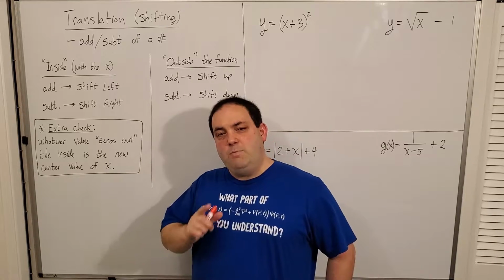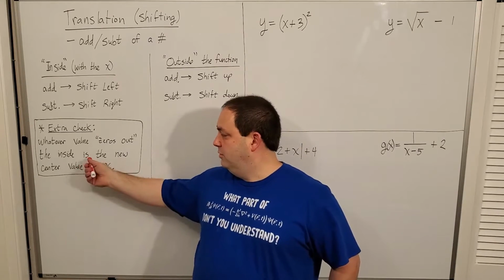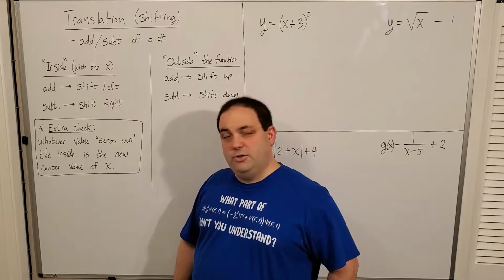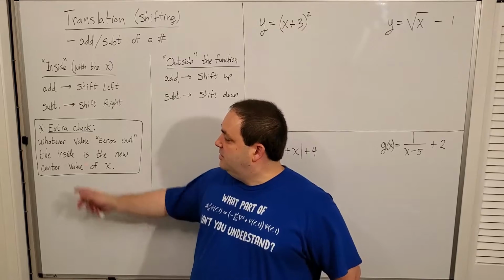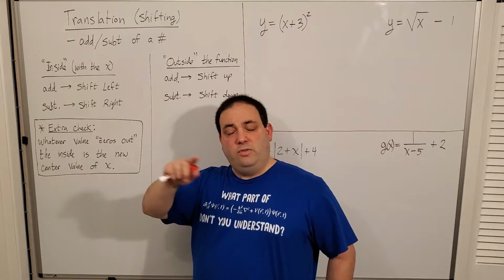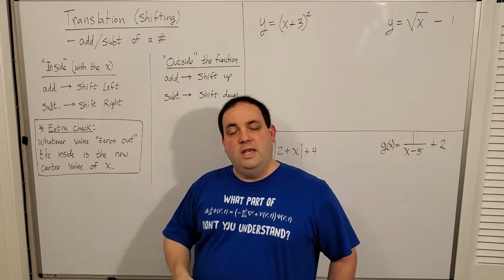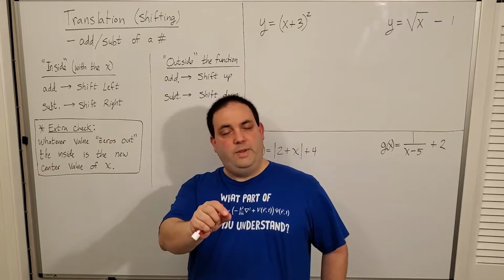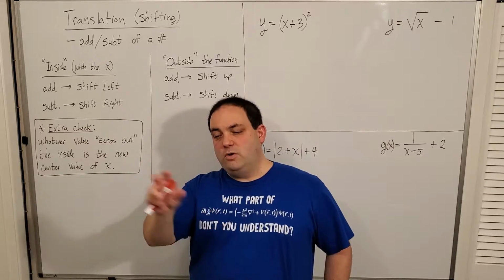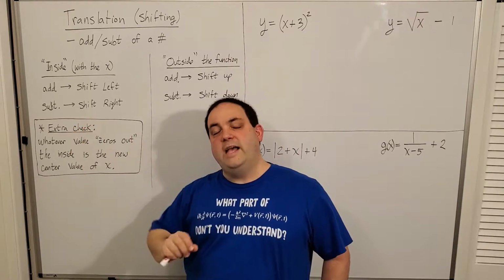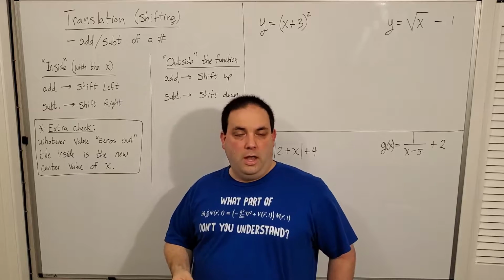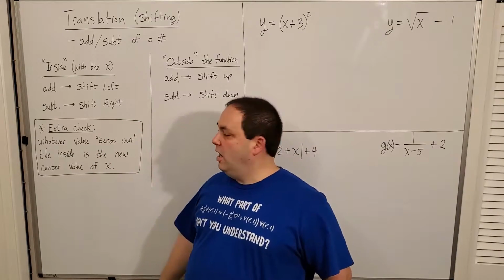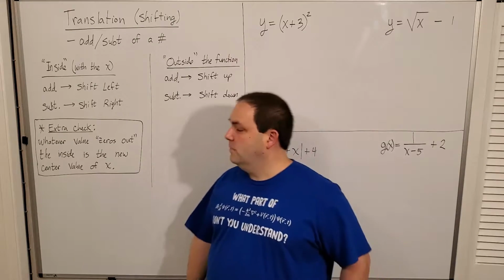At any point on the inside portion, I have this extra little side trick that you can do to check yourself, and that is whatever value zeroes out the entire inside calculation is the new centering point of that function. It used to be at 0, 0, and whatever zeroes out the inside portion has that same role as 0, 0 used to. I'll show you when we're graphing a couple of them that you can do that also.